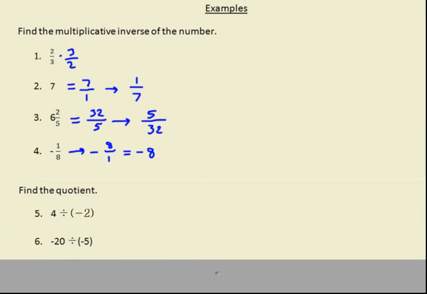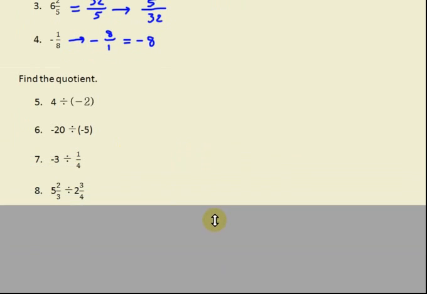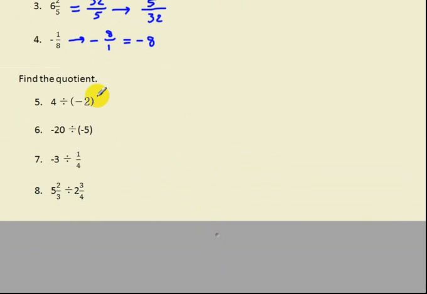Right, next few problems, find the quotient. So here we're going to apply our rule of division. So we have 4 divided by negative 2, and of course opposite signs, so positive and negative will be negative. 4 divided by 2 is 2. If you want, you can set that up as 4 times negative 1/2. In this case, I don't think it's really necessary.